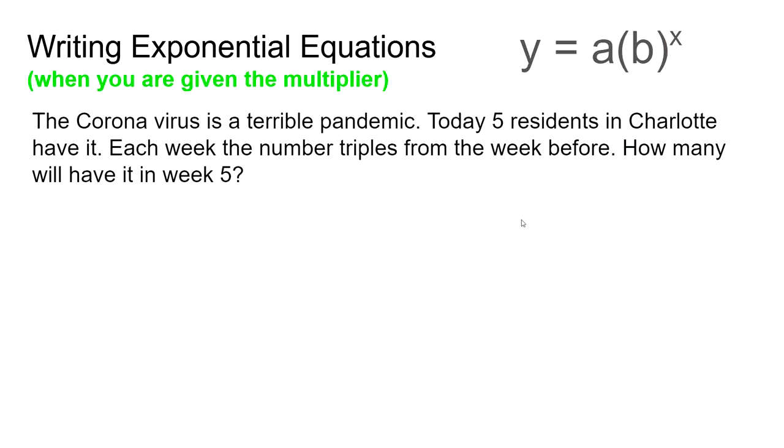All right, the coronavirus is a terrible pandemic. Today, 5 residents in Charlotte, God, we wish, right? 5 residents in Charlotte have it. Each week, the number triples from the week before. How many will have it in week 5?